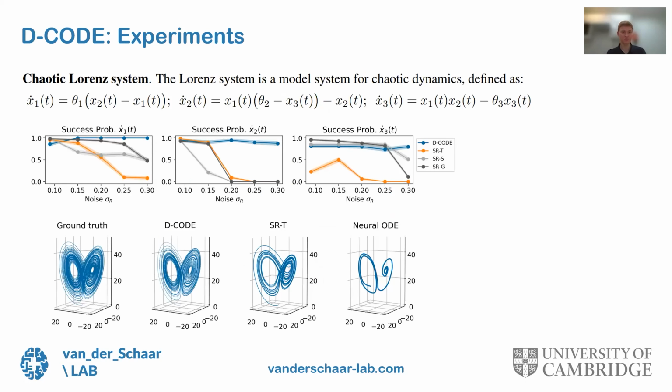In the next experiment, we verified that DeCODE is robust to measurement noise even when the underlying system is chaotic and non-periodic, whereas benchmarks achieve high success probability only when the measurement noise is low. The second row shows a simulated trajectory in the phase space using the true or estimated ODEs, and we can observe that DeCODE generates a trajectory that is closest to the true one. Both the SRT and the neural ODE fail to capture the behavior of the system.